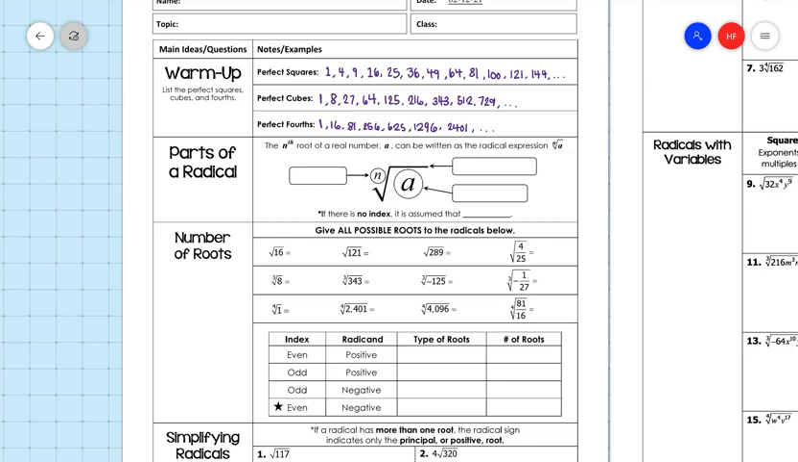So then on our parts of a radical, we haven't gone into the different parts of the radical and what they're called. So the symbol itself is called a radical. So we can call it the radical symbol. The number underneath that radical is called the radicand. And that little number that goes inside the little loop there is called the index. And whenever we don't have an index, we assume that it is 2. We know that because we're taking square roots.